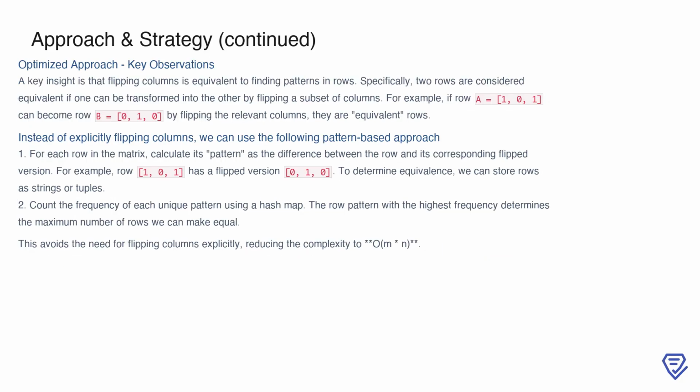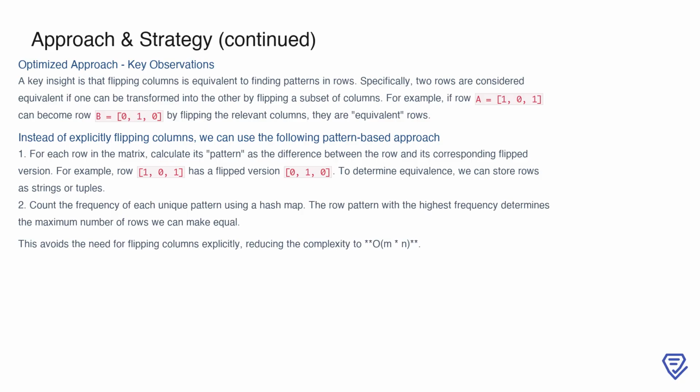Now, to improve efficiency, we turn to an optimized approach that focuses on key observations about the problem. The critical insight here is that flipping columns is essentially a way of making rows equivalent. Specifically, 2 rows are considered equivalent if one can be transformed into the other by flipping a specific subset of columns. For example, if we have a row A equals 1, 0, 1, and a row B equals 0, 1, 0, we can see that flipping certain columns in A results in B, making them equivalent.